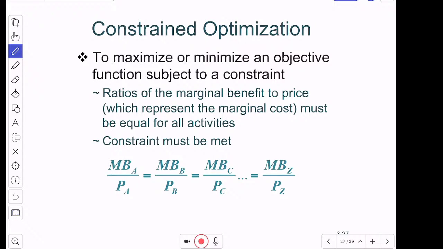In general, when you have constrained optimization, you have many different activities to choose. What you're trying to do, the optimum will be where the marginal benefit per price of each of those activities is equal. This will ensure your constraint is met and that you are optimizing. And where does that come from? That comes from calculus.